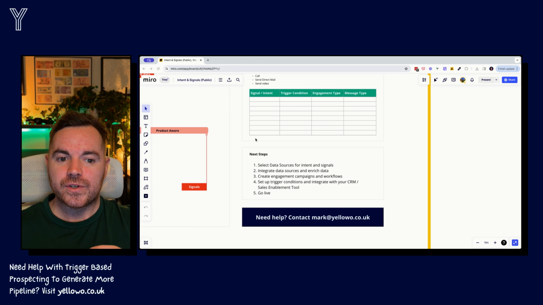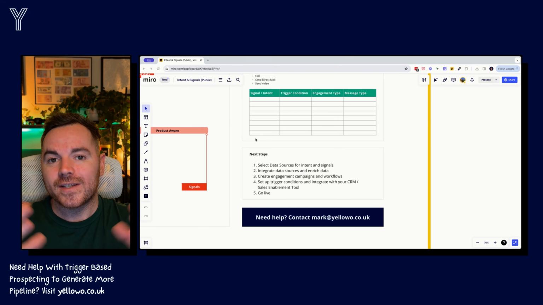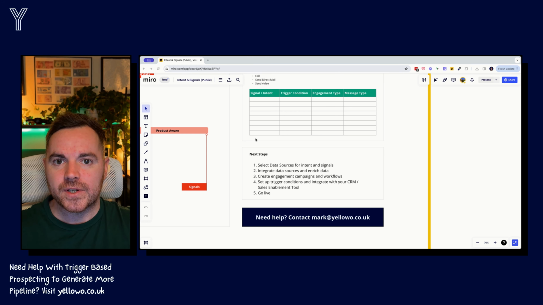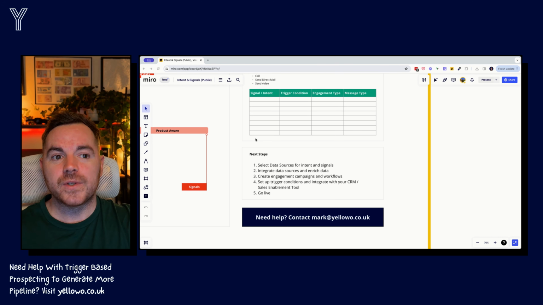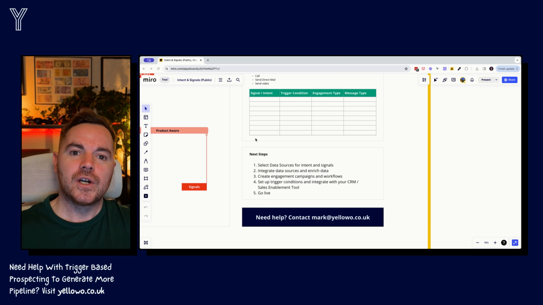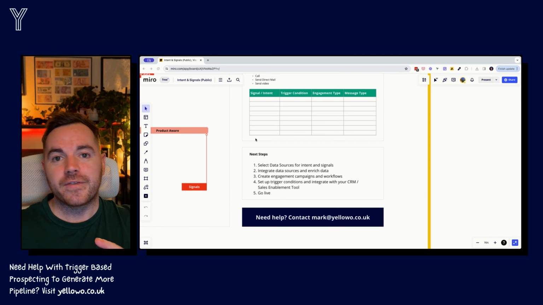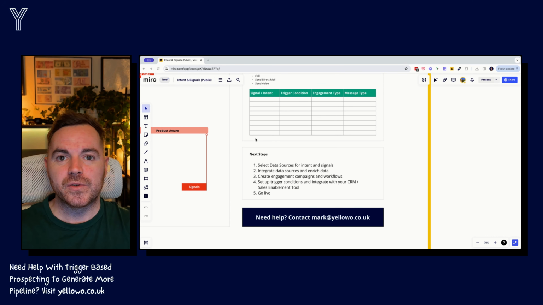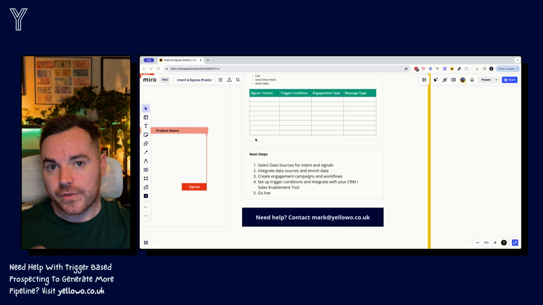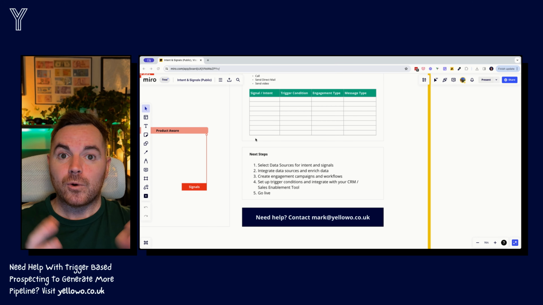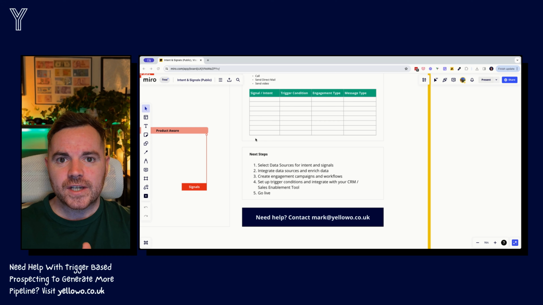Integrate these data sources and enrich that data into your current outbound or your current tech stack, usually your CRM, your sales engagement tool, or your CDP if you're using one. Create engagement campaigns and workflows. So draft out the campaign, so that they enroll into a sequence with a direct message, or maybe it's enroll into a sequence with 3 value add emails that get dripped out over 3, 4, 5 weeks. Get all that ready. And then you want to set up the trigger conditions.